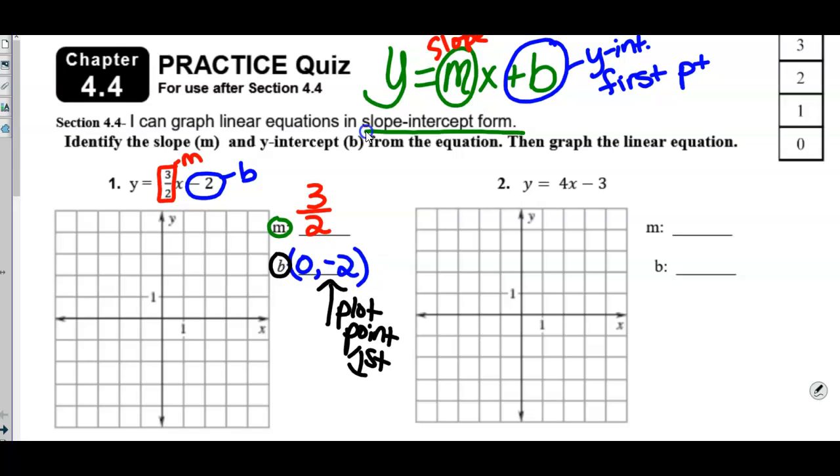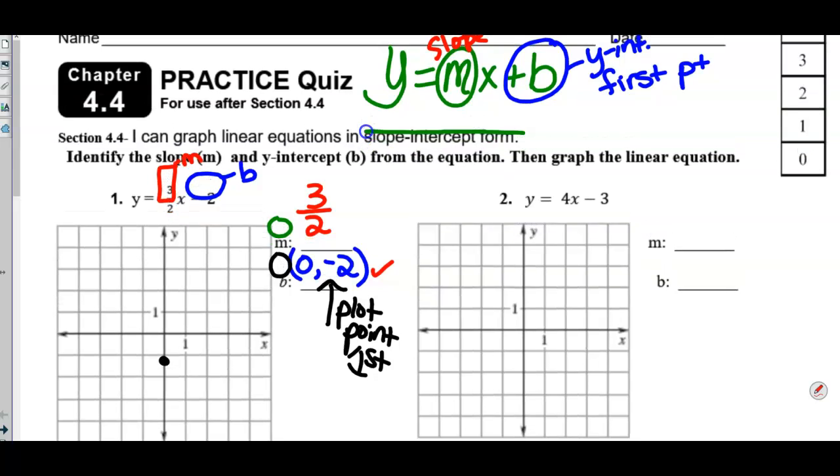Okay, if you have your practice quiz, you should be copying this down. I know I do go fast on the videos because I'm only allowed so much time, so pause whenever you need. So I start with plotting the point 0, -2, which means I go over 0 and then down 2 because it's -2. There's my first point. I plotted my y-intercept, meaning it's on the y-axis, which is the up and down line.